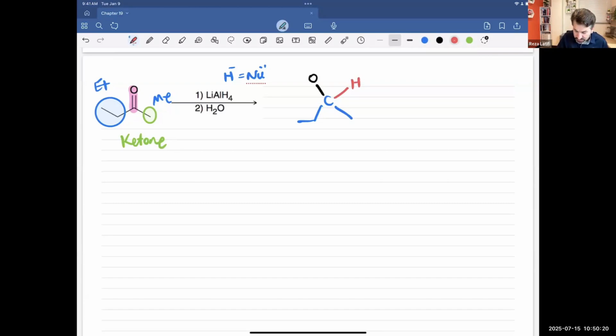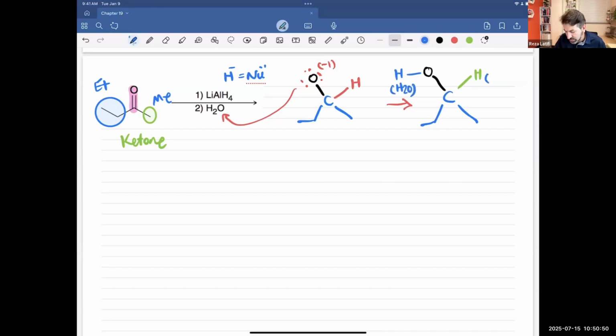Okay, now I need to neutralize this as soon as possible. If there is an acidic H there, the O will take the acidic H, and in this case we have water. It will go after the water, and very soon it will give me this compound. So this hydrogen came from water, while that one came from lithium aluminum hydride.